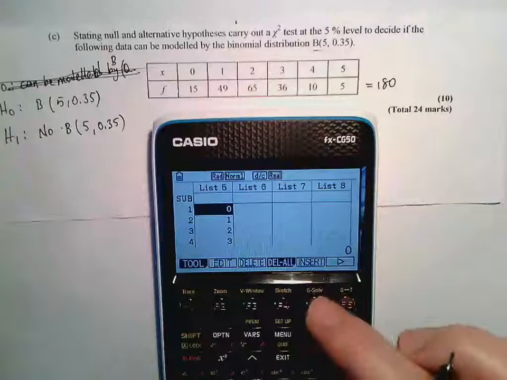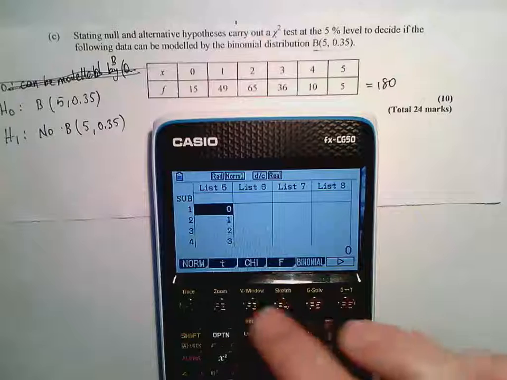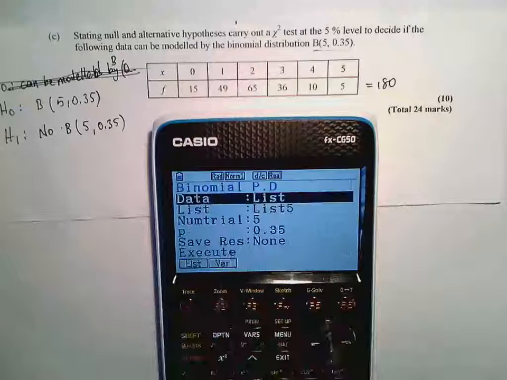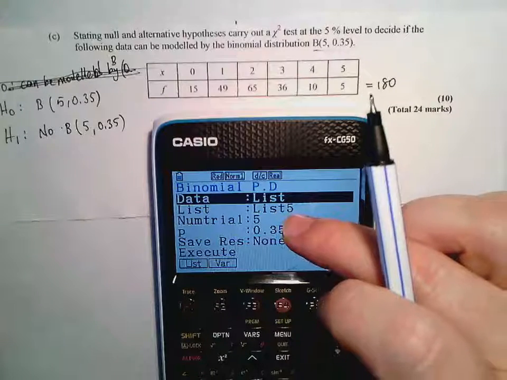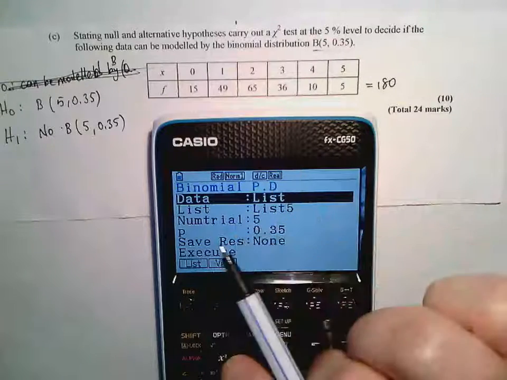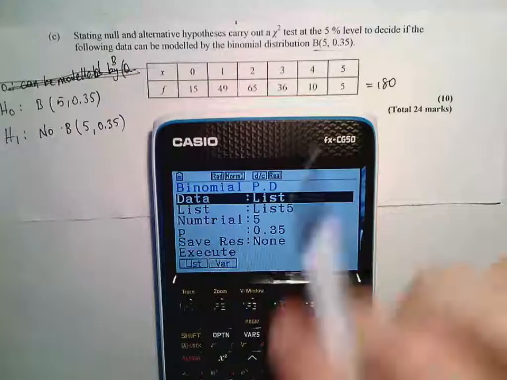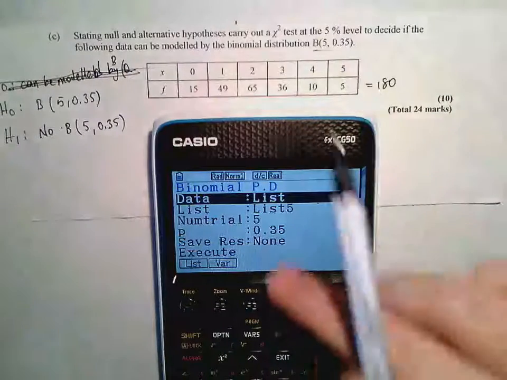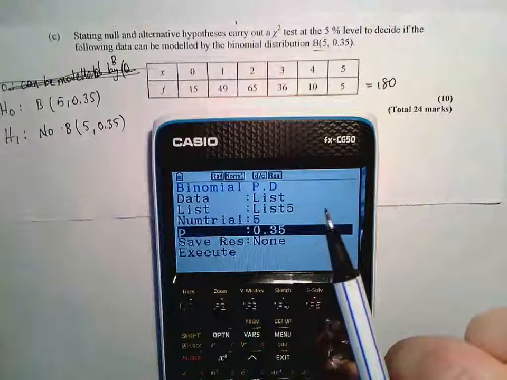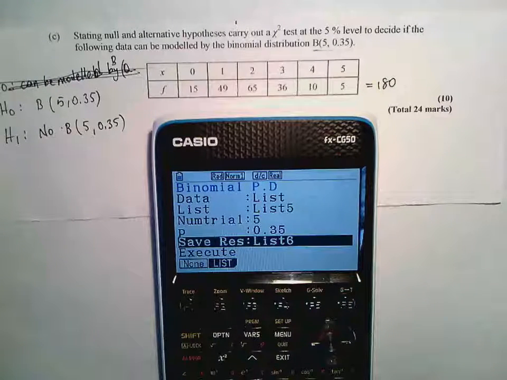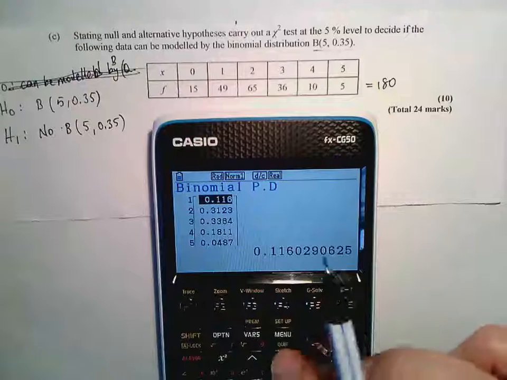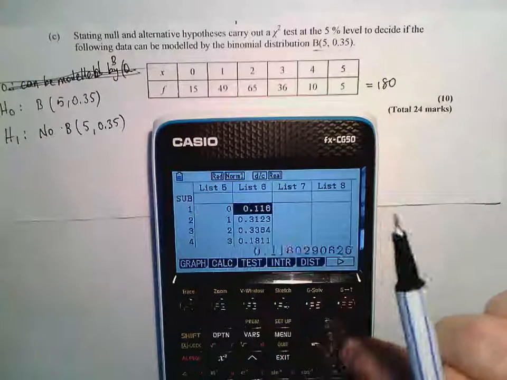And go to the distribution, binomial probability distribution. So this is going to be from list 5. The number of trials is 5. What is the probability? 0.35. We need to save your values. Let's save to list 6. Okay, click on it. This is your probability values.